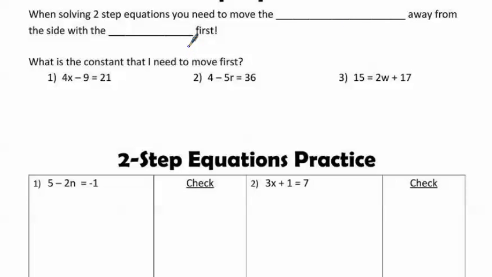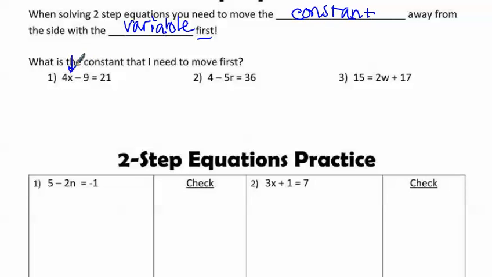Talk about two-step equations. When you solve two-step equations, you need to move the constant away from the side with the variable first. Let's look at the following examples.